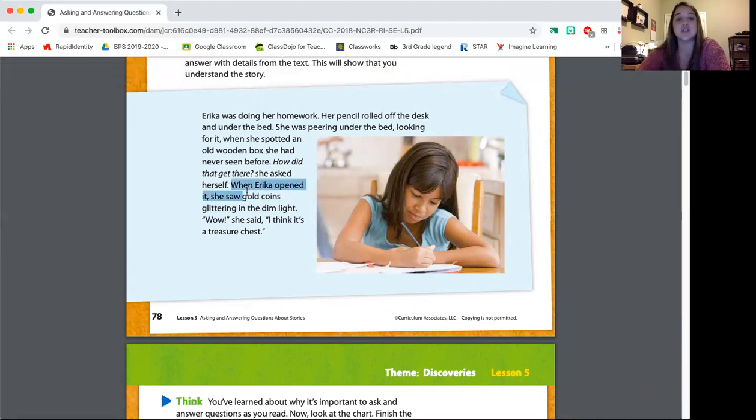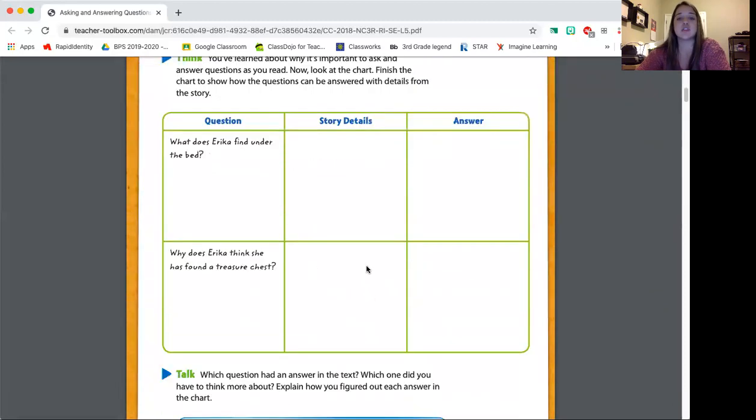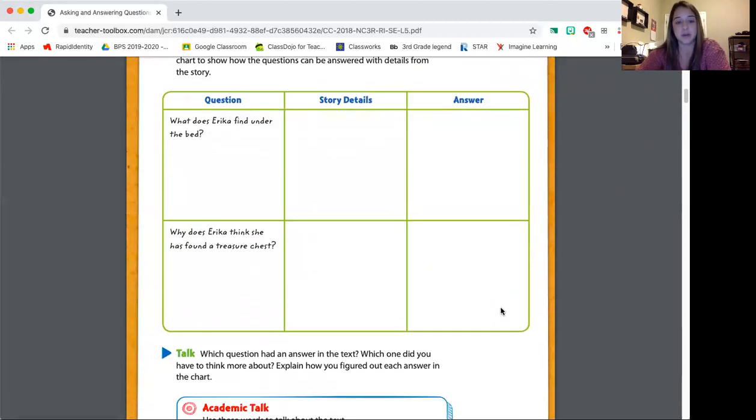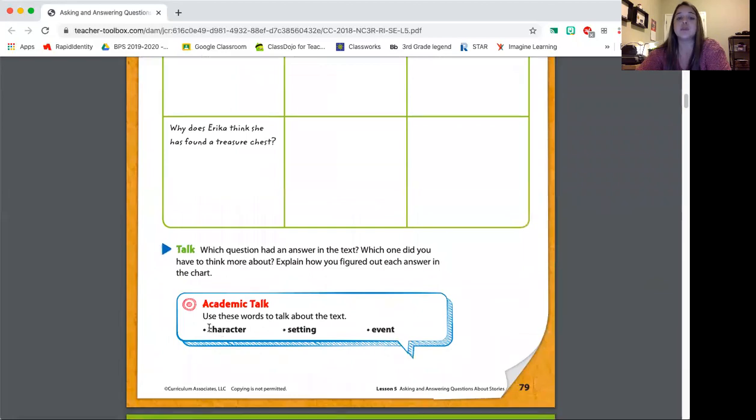So that's a good detail you could write in that part. When Erica opened it, she saw gold coins glimmering in the dim light. You can also say that she spotted an old wooden box because, again, treasure chests might look like old wooden boxes. So those would be your details and your answer over here. Now, we need to remember to always include the character, the setting, and the event. Those are very, very big questions that people will be asking you when you read, okay?